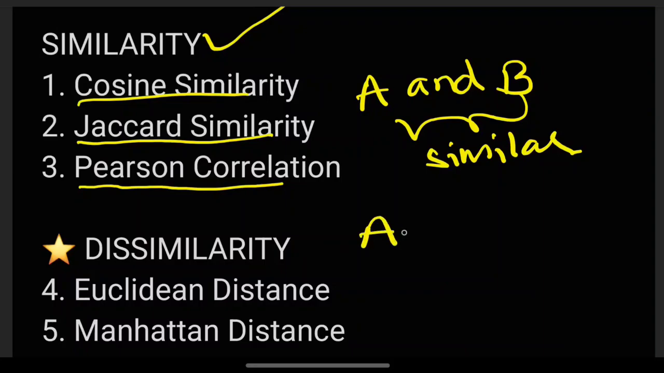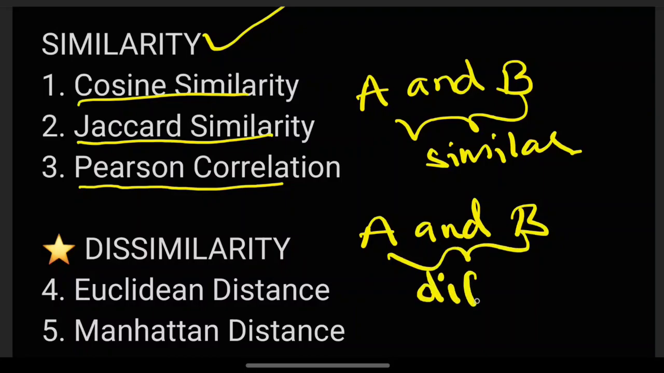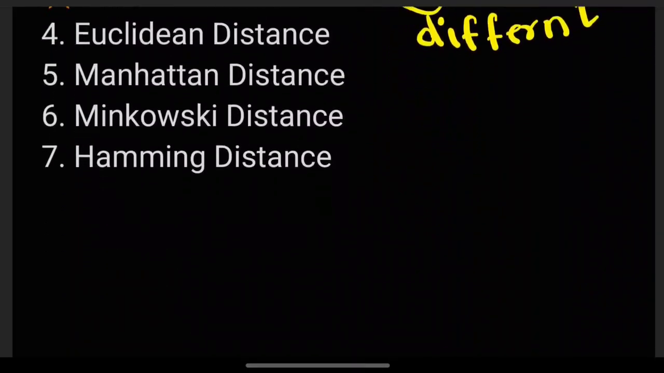whereas dissimilarity is nothing but, for example, A and B, same example. How different they are, we measure using dissimilarity measures. Okay. So now I will go through the similarity measures.